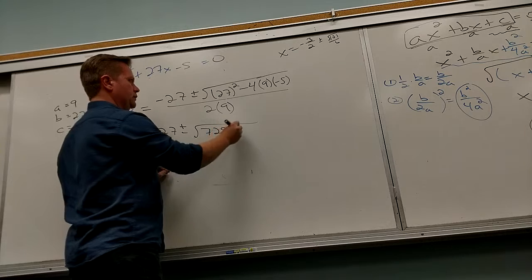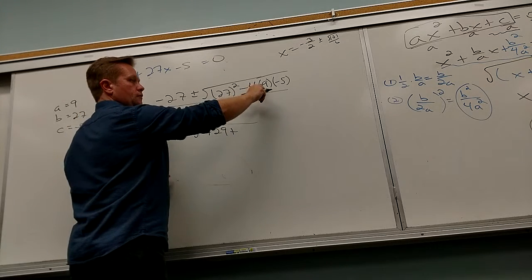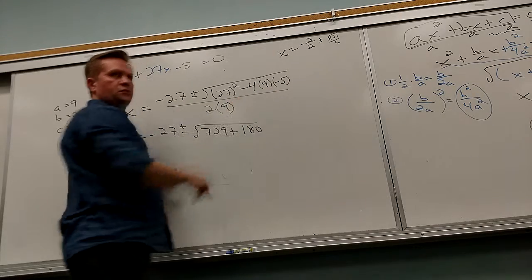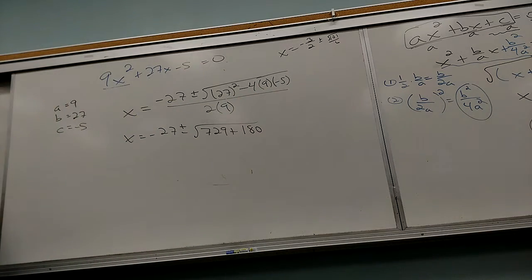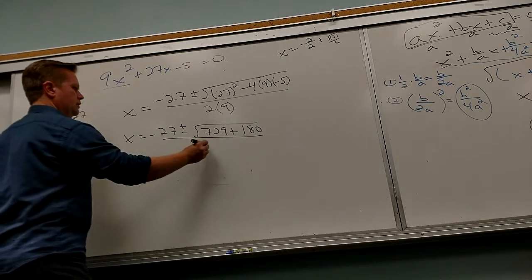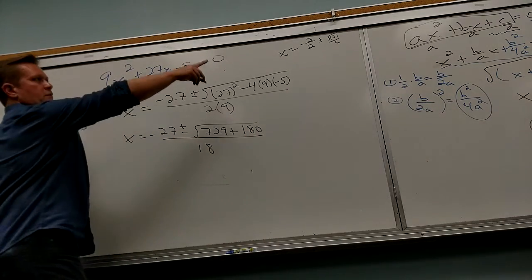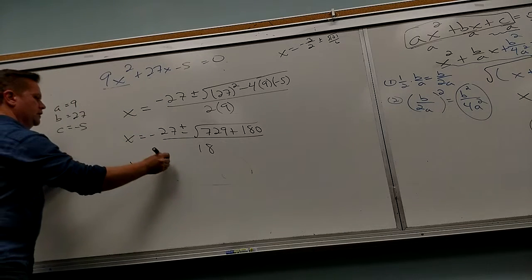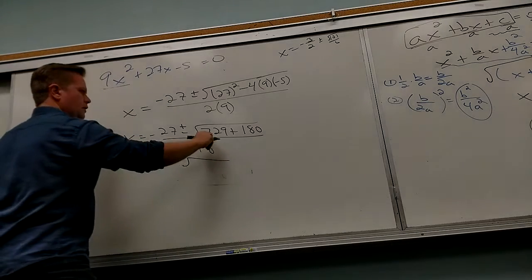So it's going to be plus 20 times 9, which is 180. Always look for your round numbers, right? 4 times 5 makes a round number. That's nice. Over 18. Is that the same as that? Yeah, it is. x equals negative 27 plus or minus the square root of 8.